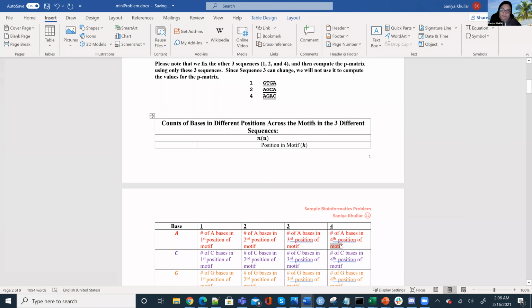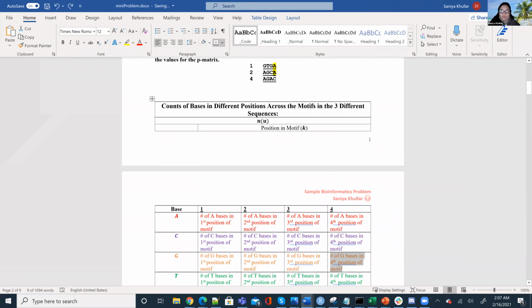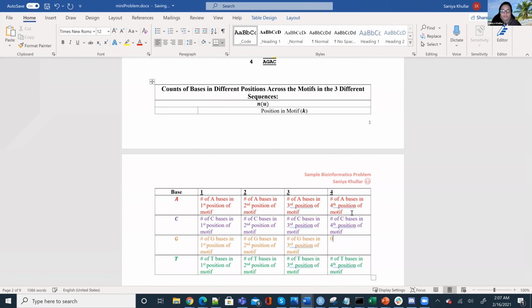Right off the bat, if we want to look at the number of A bases in the 4th position of the motifs, we look here in this 4th position. We're going to say, hey, this is an A and this is an A. So this number should be a 2 over here. Similarly, for the C, we have 1 C over here, so this would be 1. And we have no G's in this 4th position, and we have no T's. So those should be 0, and this should also be 0.